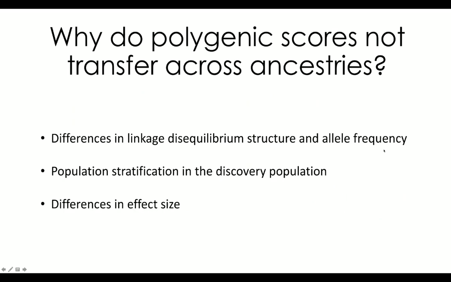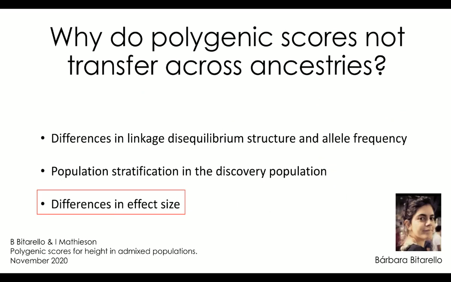So that's the first part of the talk, looking at population stratification. And really the takeaway there is that we can't really control the extent of the effect of population structure on the polygenic score. Now, the second part of the talk focuses on a different question, whether there are differences in effect size between populations. This is work by Barbara Bitarello, who until recently was a postdoc in the lab and has now started her own lab at Bryn Mawr College.